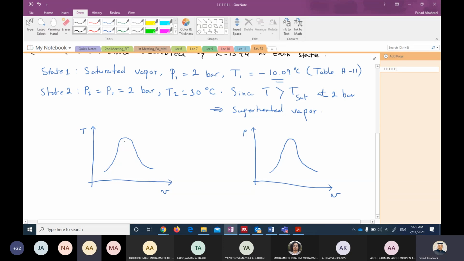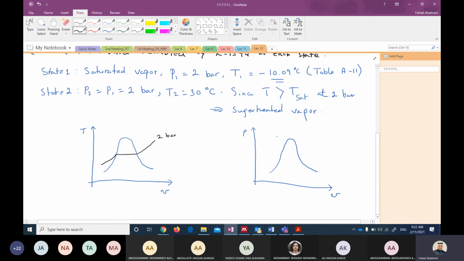First we plot the 2 bar. So we will plot the 2 bar pressure line, and it should be increasing with temperature as the single phase, like this. So this is 2 bar. So for the PV diagram, how many lines will I plot? I have constant temperature lines. We have 2 lines. I have 2 temperatures, so I need to plot 2 lines.